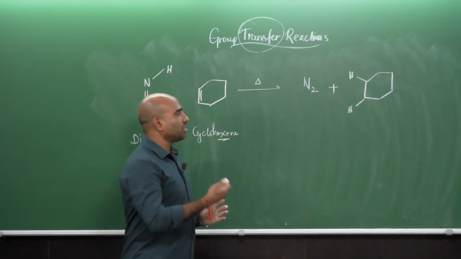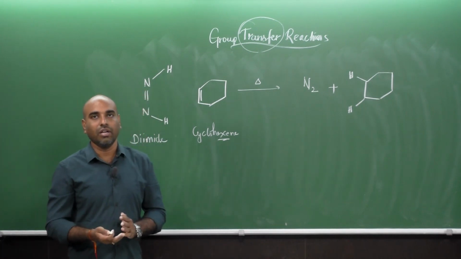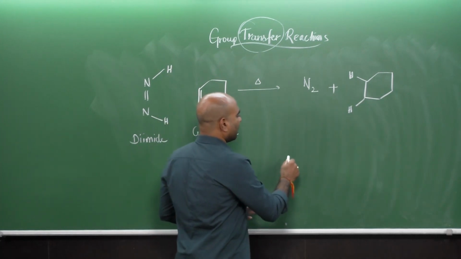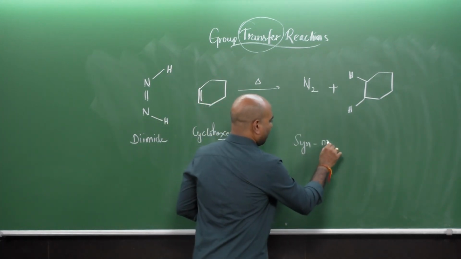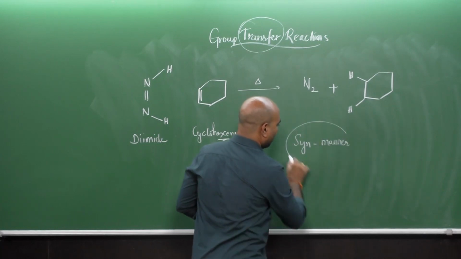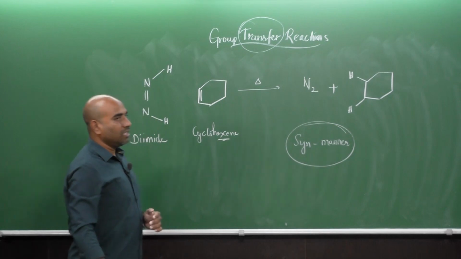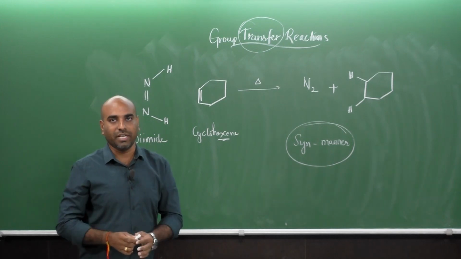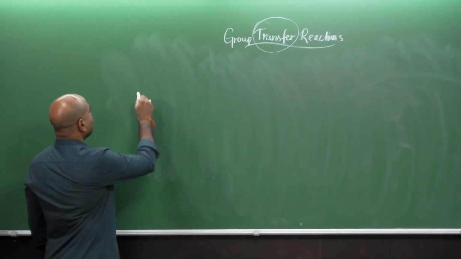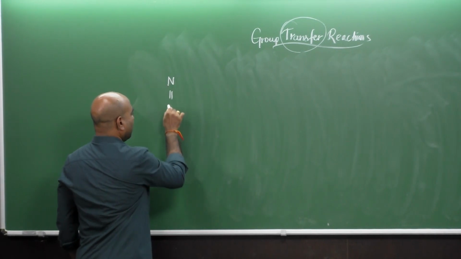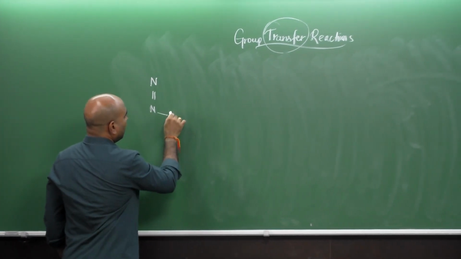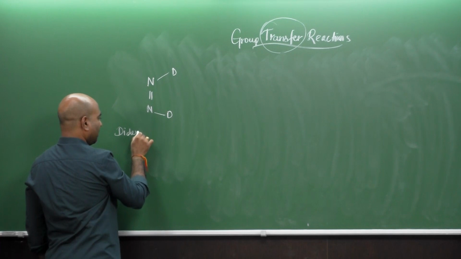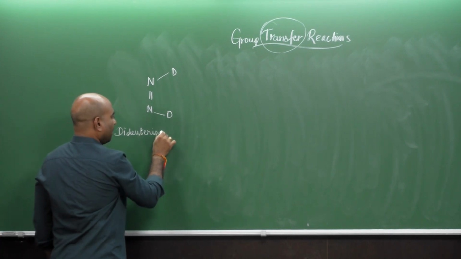Okay. Now, coming to the stereochemistry or stereospecificity of the group transfer reactions, group transfer or hydrogen transfer always happens in the syn manner only. That means same side, both the atoms or groups will move to the same side of the unsaturated system. So, for example, take the diimide again, which is deuterated now. So, this is diimide.